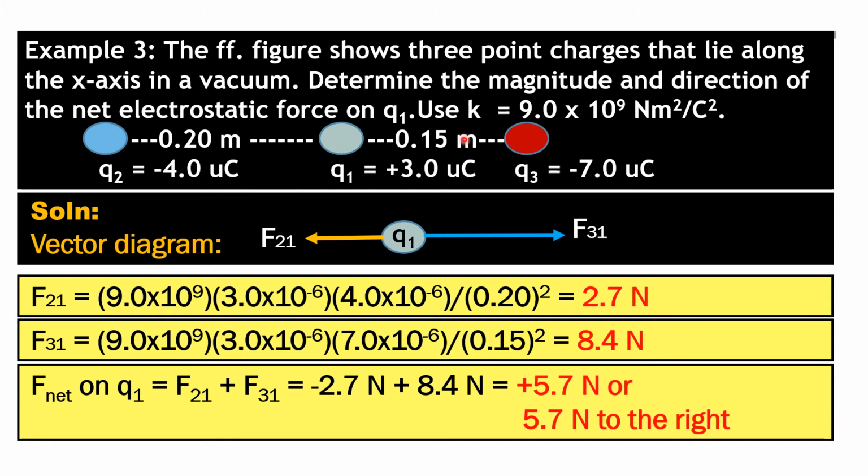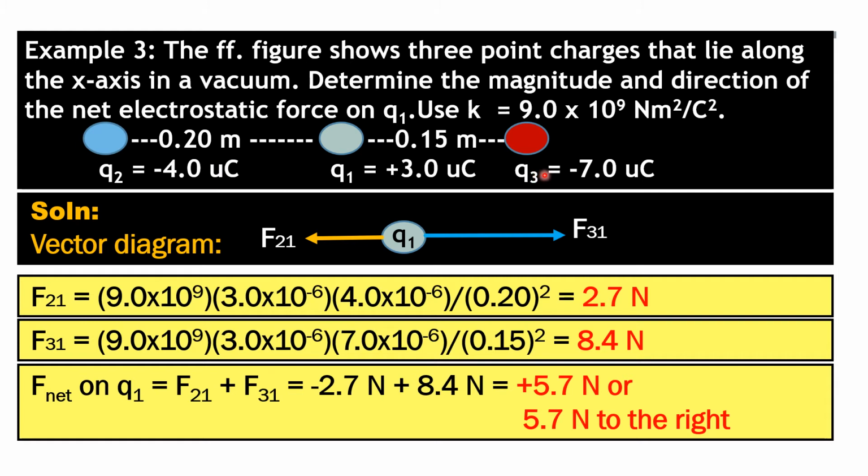Of course, how far apart they are. So Q1 and Q3 are just 0.15 meters apart as compared to the distance between Q1 and Q2. That's one factor. The other is the magnitude of the charge Q3, which is 7 microcoulomb compared to that of Q2, which is 4 microcoulomb.